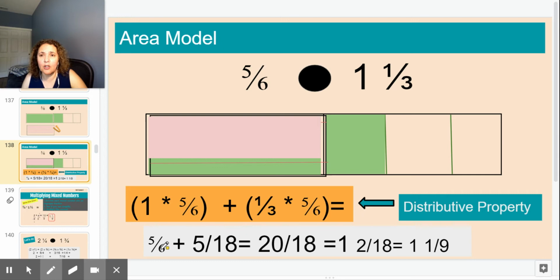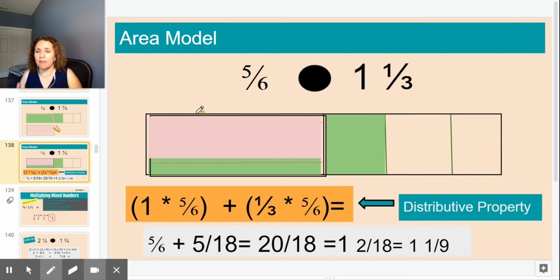Which I turned 5/6 into, I had to find a common denominator, right, for adding. 5/6 becomes 15/18. So that gives me 20/18, which is 1 and 2/18, because 20 divided by 18 is 1 and 2/18. And if I simplify that, that's going to give me 1 and 1/9. Okay, now that's one way to look at it, the area model.